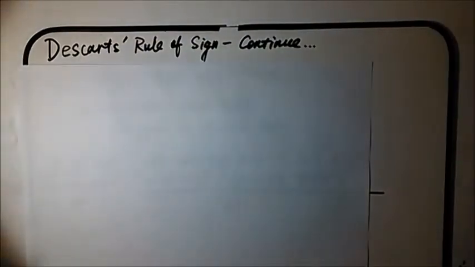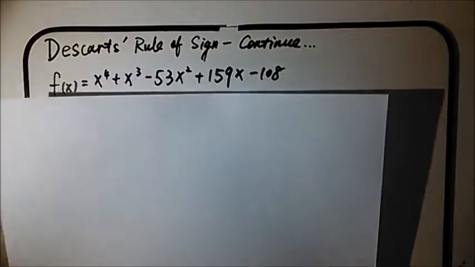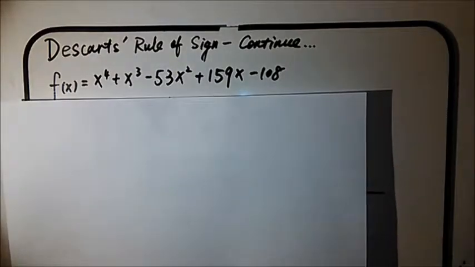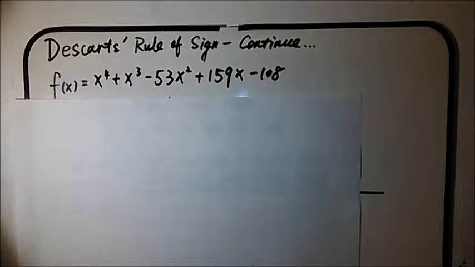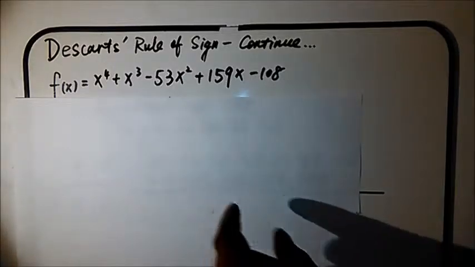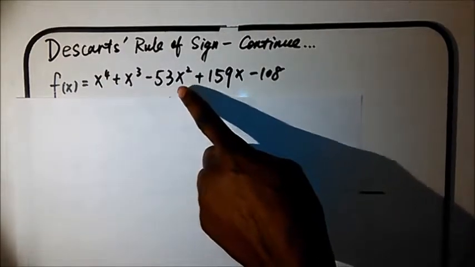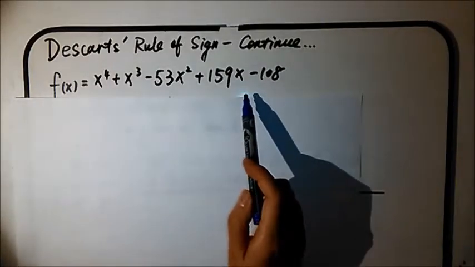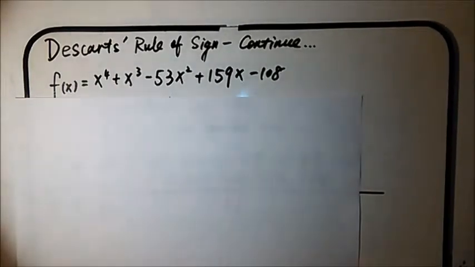Okay, let's continue with the Descartes' rule of signs tool. We're going to do this one: f of x is equal to x to the fourth power plus x to the third power minus 53x squared plus 159x minus 108.